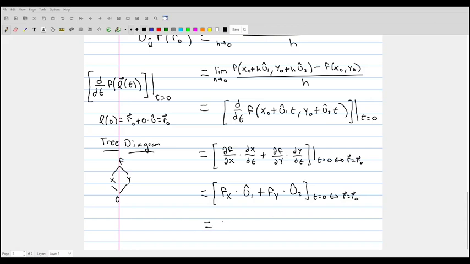So we can rewrite this expression a little bit more and see that this is the same thing as the dot product of the vector fx comma fy evaluated at the point r naught, vector dot product with u1 hat, u2 hat. Or in short, this is exactly equal to the gradient vector of the function f evaluated at the point r naught, a vector dot product with the unit vector u hat.